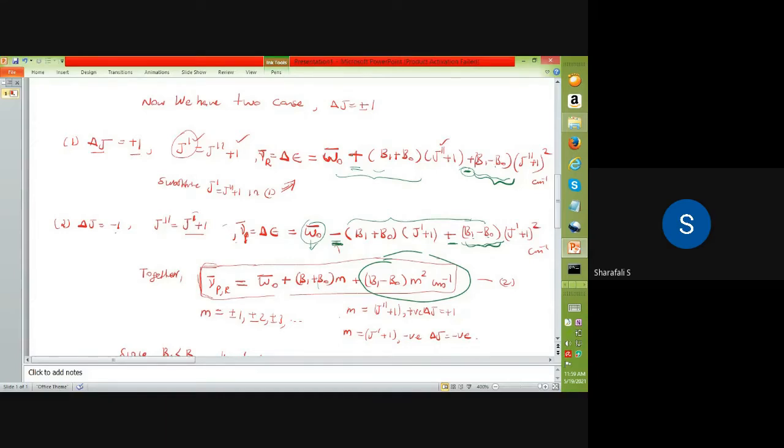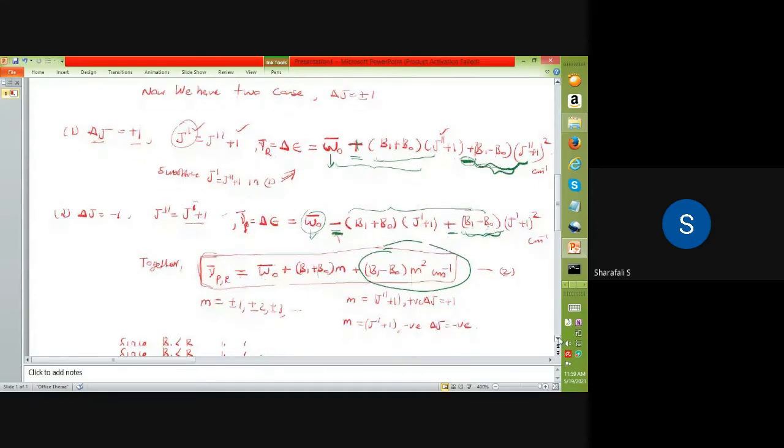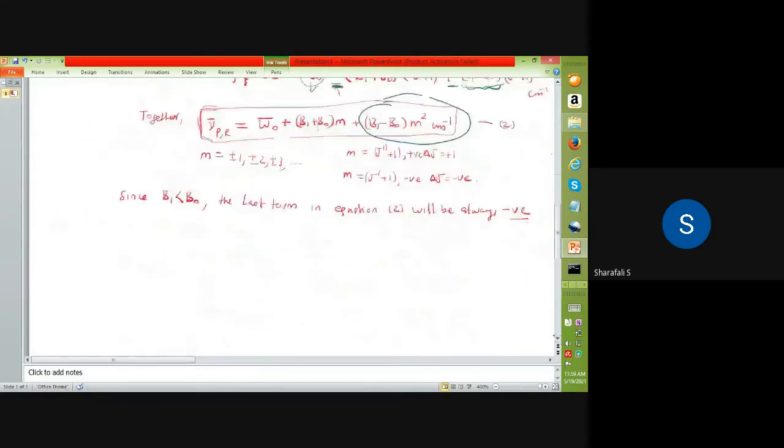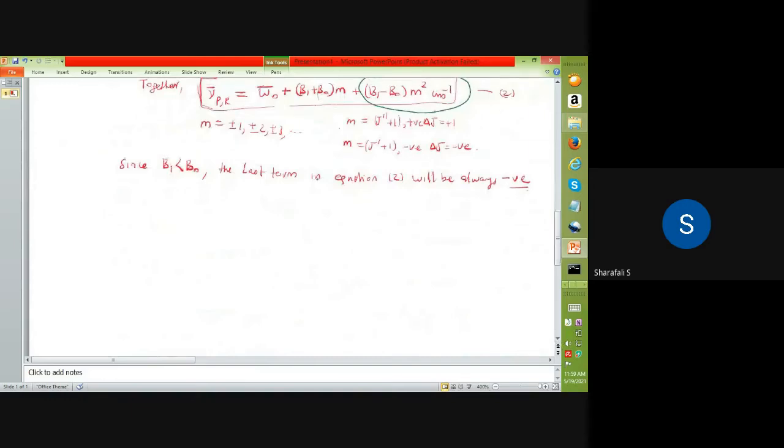But when you consider the R branch, we have the central band frequency omega 0 bar, a plus sign here and a negative sign. So each time, this second term has to be subtracted from this term, and the separation between the lines will be reduced. We already showed this in the figure for carbon monoxide: for the R branch, the separation is reduced each time.